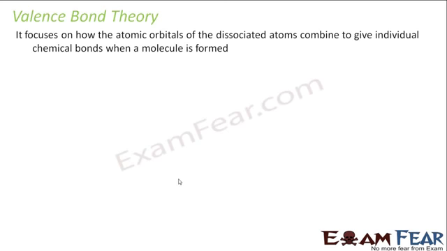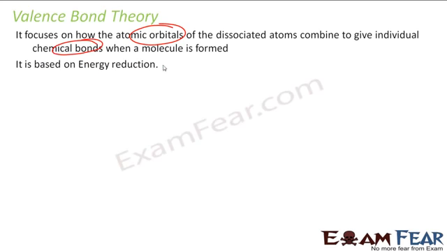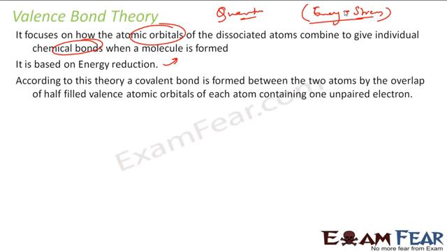This theory focuses on how atomic orbitals combine to form chemical bonds in the molecule. And it is based on the energy reduction. The whole quantum theory is based on the energy reduction. As I told, energy is like stress. Everybody wants to reduce their stress. Every atom wants to reduce the energy. And this theory is all based on energy reduction.